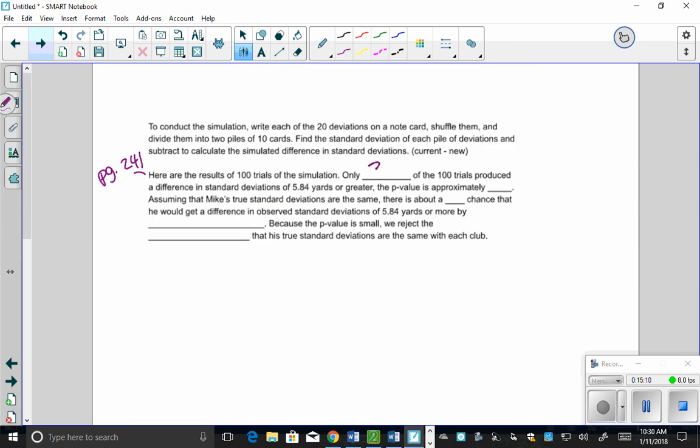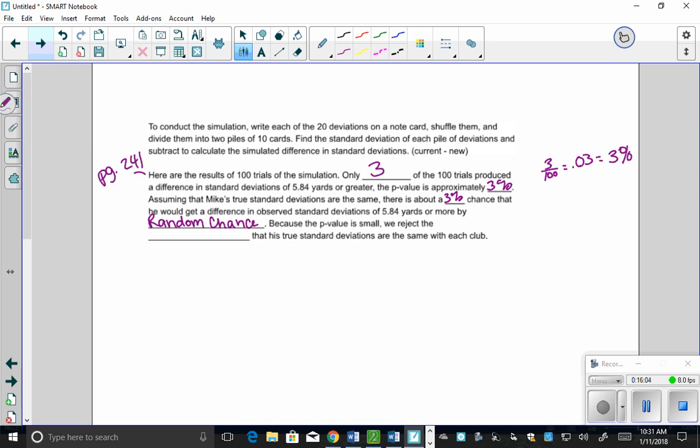Only 3 of the trials produced a difference in the standard deviations of 5.84 yards or greater. Because there's only 3, you would do 3 divided by 100, which gives you 0.03, which is 3%. So the p-value is approximately 3%. So assuming that Mike's true standard deviations are the same, there is about a 3% chance that he would get a difference in observed standard deviations of 5.84 yards or more by random chance.